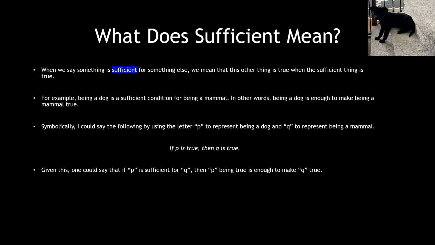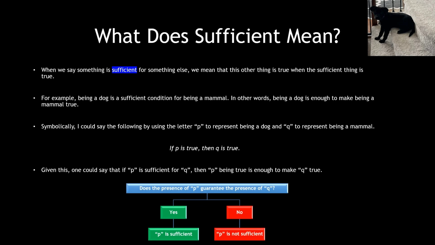Given this, one could say that if P is sufficient for Q, then P being true is enough to make Q true. A question one could ask themselves is this: does the presence of P guarantee the presence of Q? If the answer is yes, then P is sufficient. If not, then P is not sufficient.